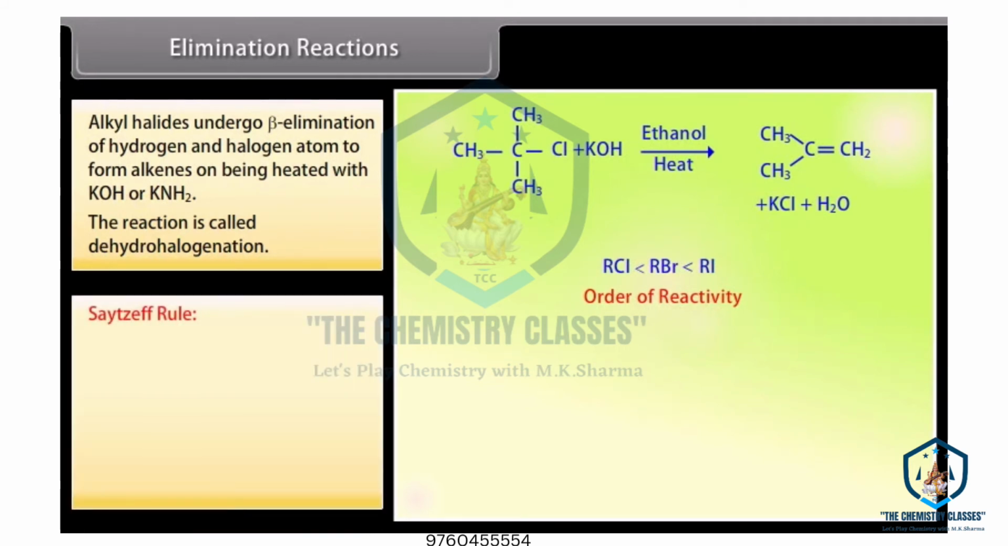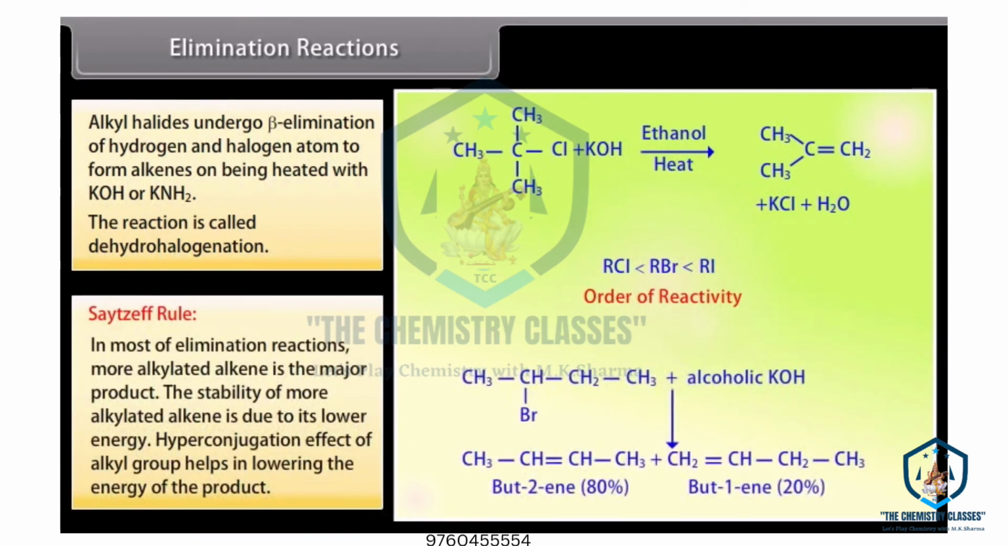Saytzeff rule. In most elimination reactions, the more alkylated alkene is the major product. The stability of the more alkylated alkene is due to its lower energy. The hyperconjugation effect of alkyl groups helps in lowering the energy of the product.